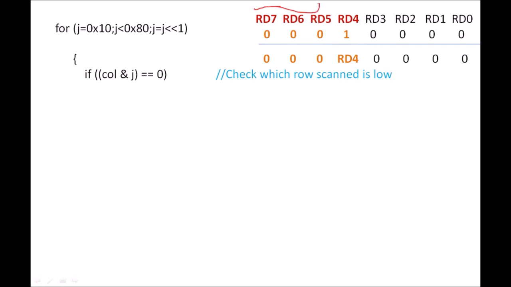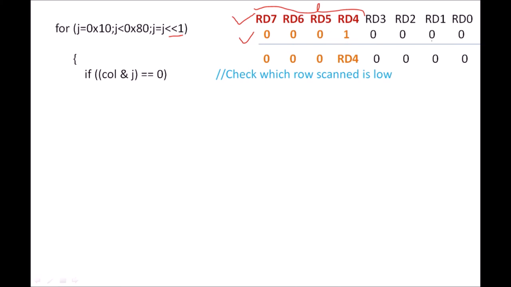So now we are interested in this column data, the higher 4 bits. What logic are we using here? We are using our variable J. The J value is initialized with 0x10, that is 10H. We are shifting this J in the left direction by 1 bit till it becomes 0x80. Suppose this is the data we read from the column, and this is the first value of J, that is 0x10.